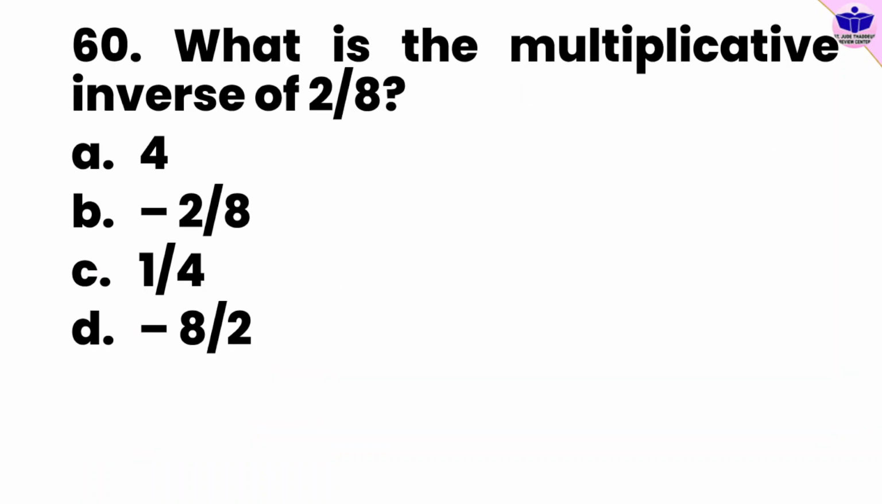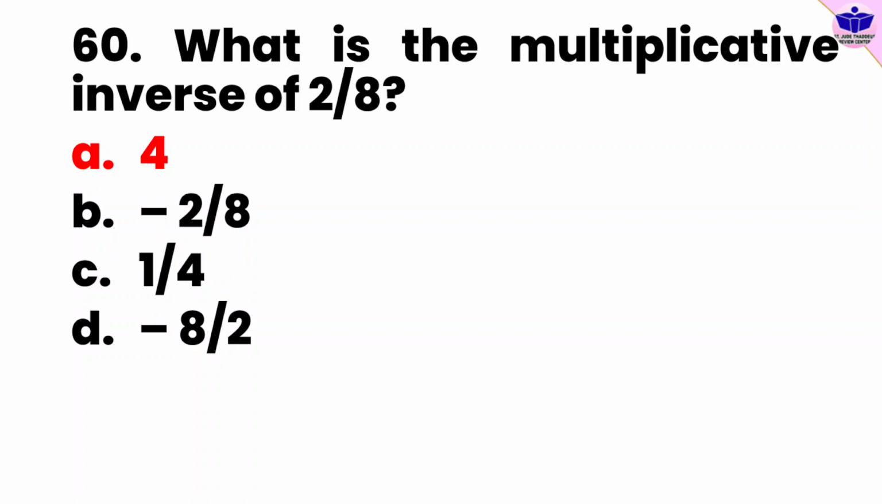60. What is the multiplicative inverse of 2 over 8? A, 4, B, negative 2/8, C, 1/4, or D, negative 8 over 2. Multiplicative inverse is just the reciprocal of a fraction or of a number. So 2/8 ang reciprocal natin is 8 over 2. Simplify, that's why the answer is 4. 8 over 2 is 8 divided by 2. 8 divided by 2 is 4.